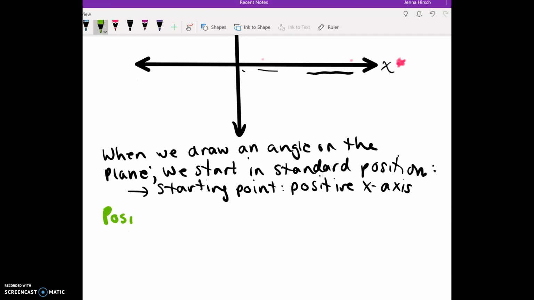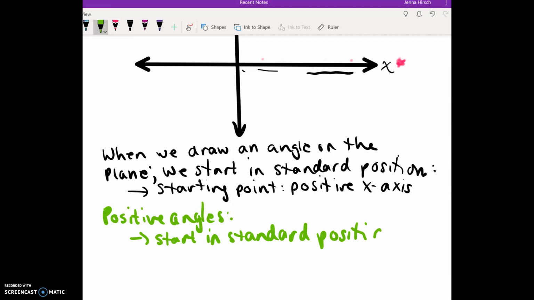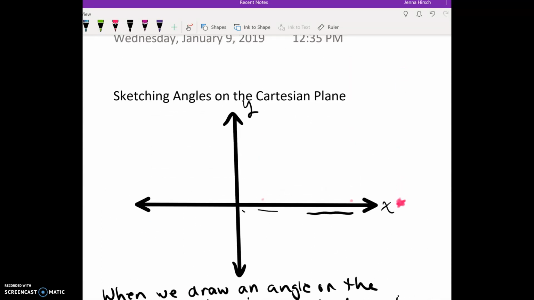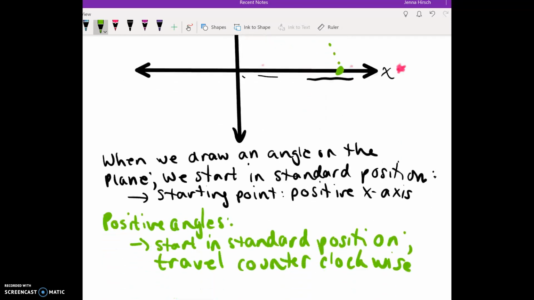So for positive angles, when we sketch a positive angle, we're going to start in standard position, and we're going to travel in a counterclockwise manner. Now remember, counterclockwise means against the clock. So if we're sketching an angle in standard position, we're going to start somewhere around here, and then we're going to go in this direction. That means we're dealing with a positive angle.